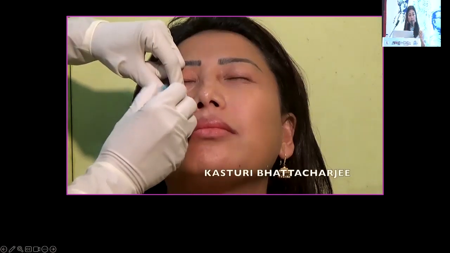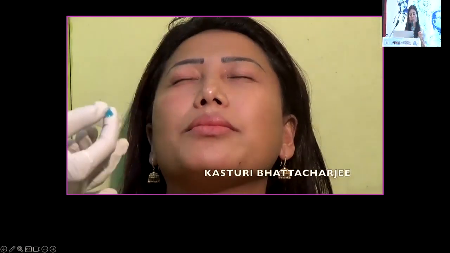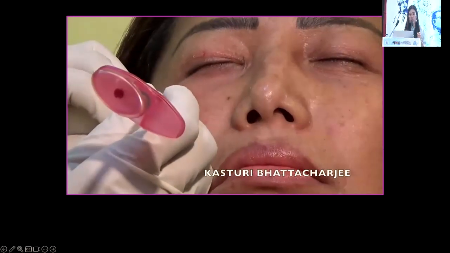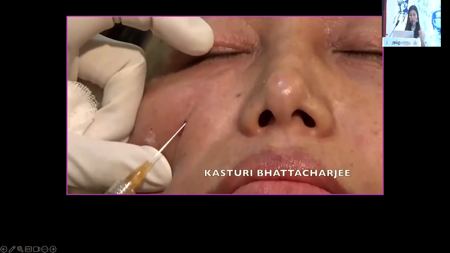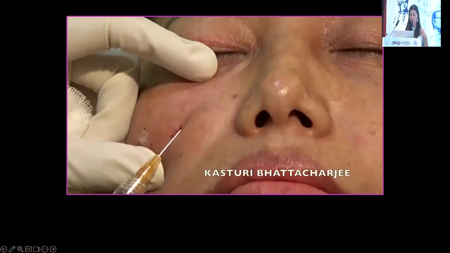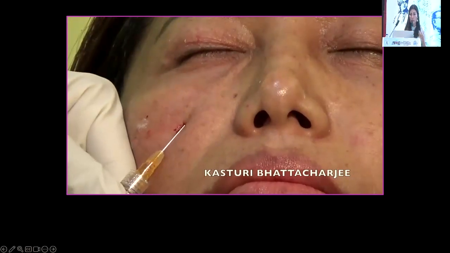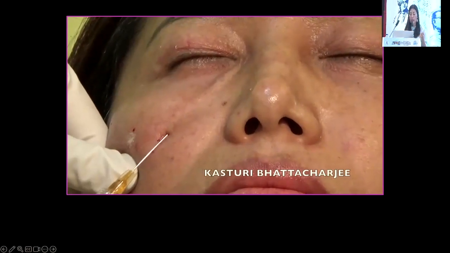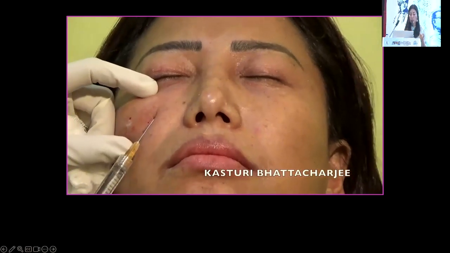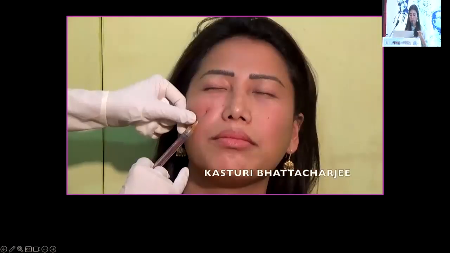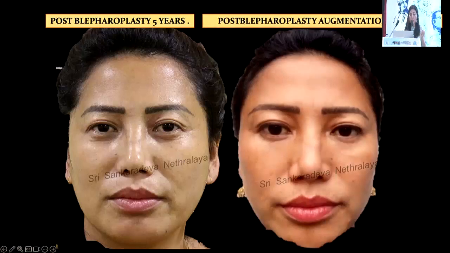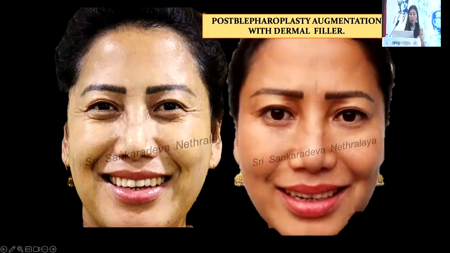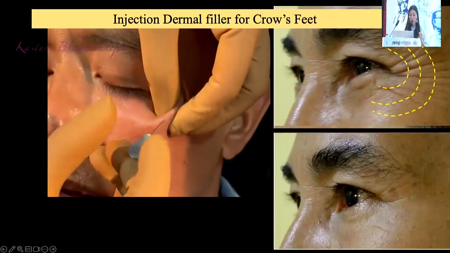So how do you correct this type of problem? This can also be corrected by augmenting the same region with a dermal filler. And this is the same lady where I had only done the blepharoplasty many years back, and I landed with so much tissue loss. And here you can do augmentation with a dermal filler. The same cannula is being used, and now you can see the change before and after the procedure. And when the patient animates, you see the skin looks much better following the procedure.